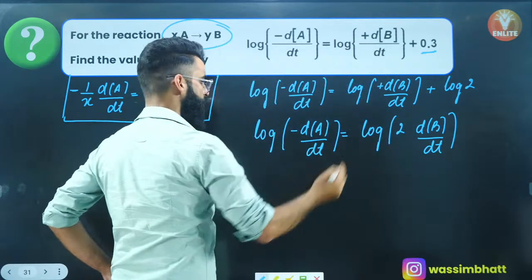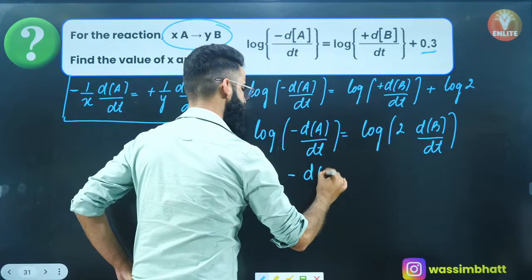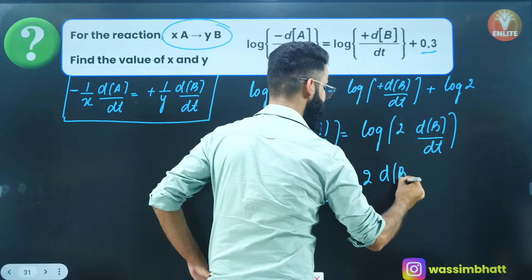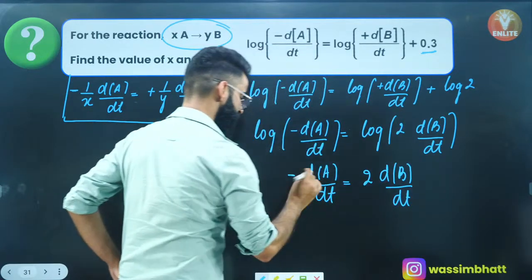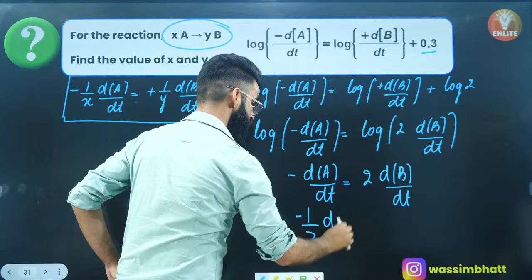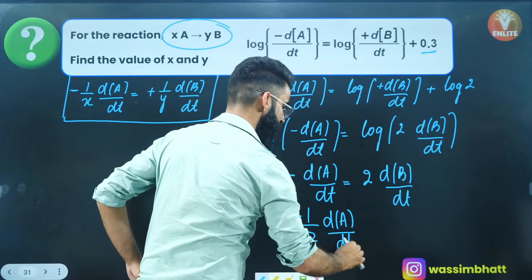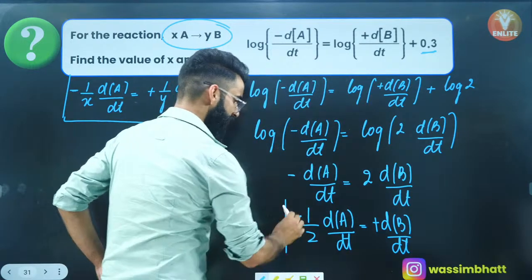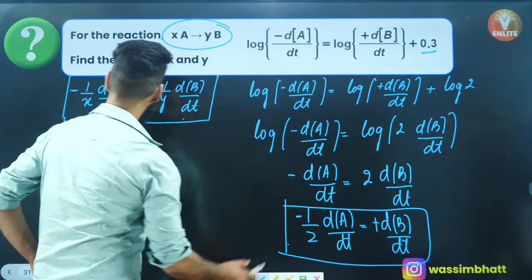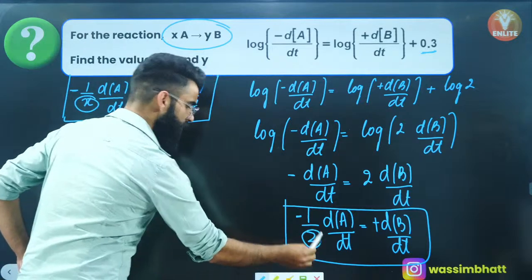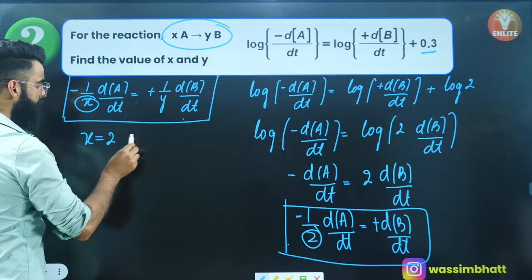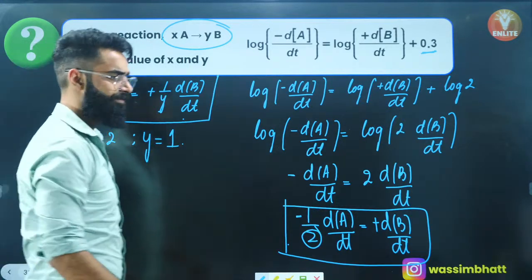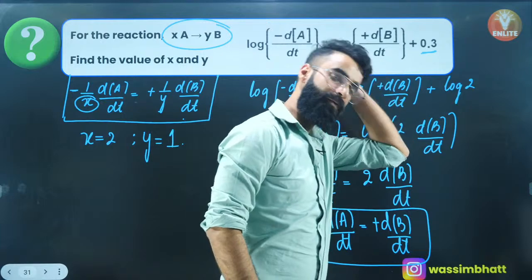If I take anti-log on both the sides, it's going to be minus d of A divided by dt is equal to 2 times d of B divided by dt. If I take 2 in the denominator over here, it's going to be minus 1 by 2, change in the concentration of A divided by dt, which is going to be plus d of B divided by dt. So my dear people, if you compare the two equations, this one and this one, you'll be exactly getting the value of x over here as 2, and the value of y, which you can see over here, is exactly equal to 1. So x value is 2, y value is 1. This is something I was supposed to calculate. I'm sure it's clear to everyone, right?